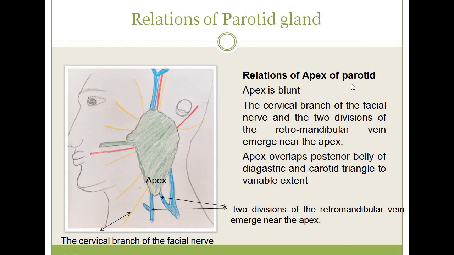Now coming to relations of parotid gland. Now here relations of apex. Now apex of the parotid gland is blunt, and here in this figure you can see it is related with the cervical branch of facial nerve and two divisions of retromandibular vein. They emerge near the apex. Apex overlaps posterior belly of digastric and carotid triangle to variable extent.